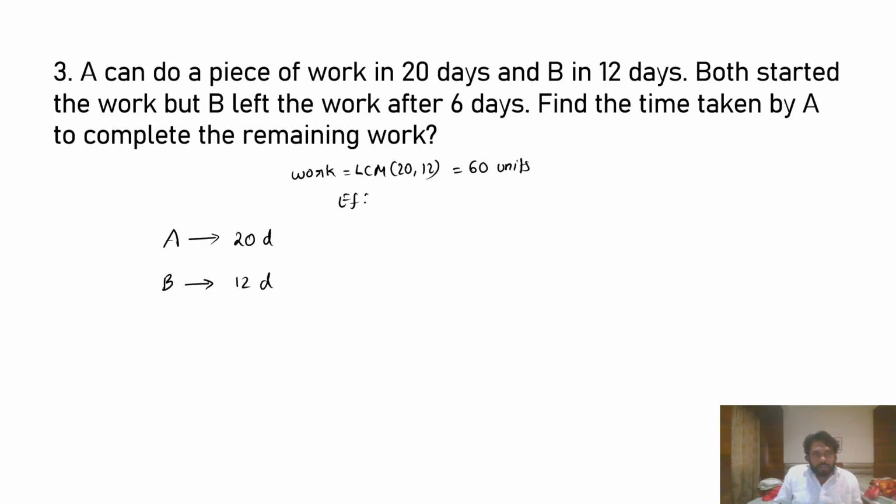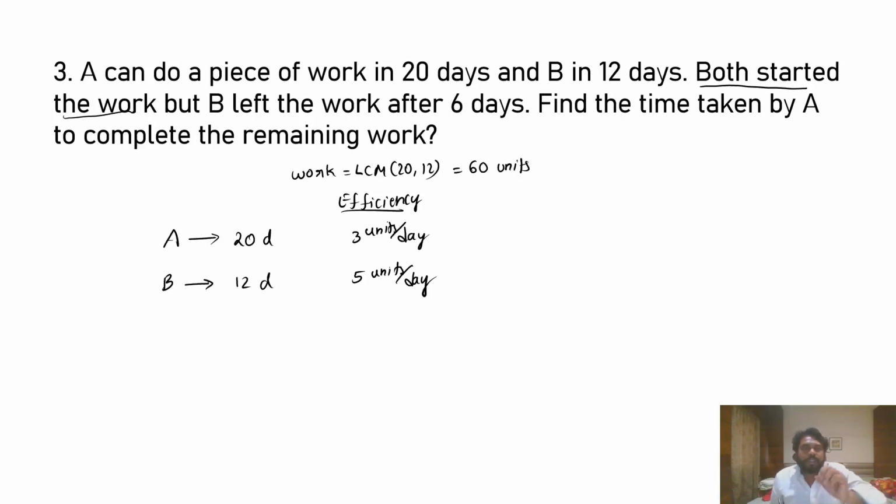Now you calculate efficiency. What is the efficiency of A? 60 by 20, which is 3 units per day. What about B's efficiency? 60 by 12, 5 units per day. Okay. Now look at the problem, guys. Continue with the problem. Both started the work.